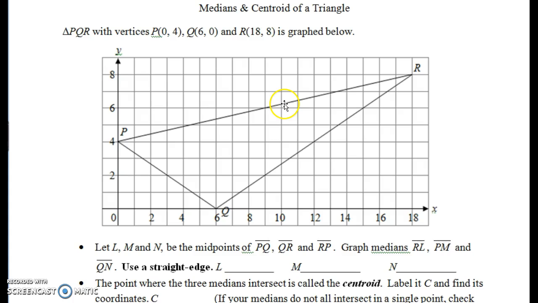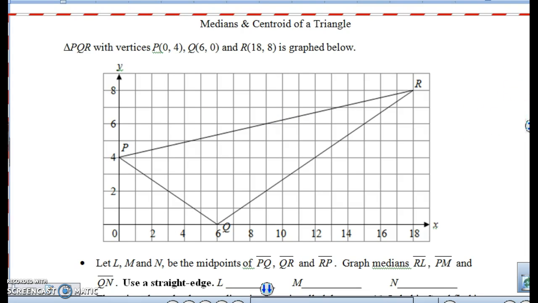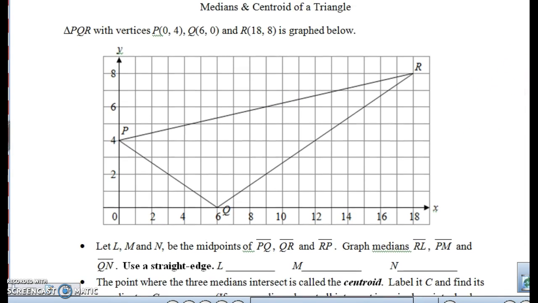So we have our triangle PQR, where P is (0, 4), which is this point right here. Q is (6, 0), which is down here. And R is (18, 8). Now, we are going to let L, M, and N be the midpoints of PQ, QR, and RP, in that order. So, the midpoint of PQ, PQ is this segment right here.